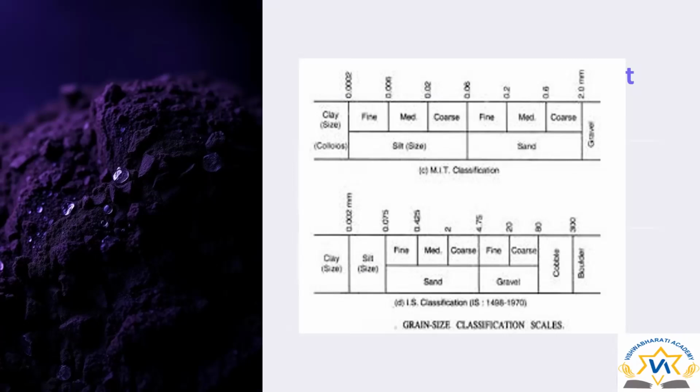Then next is sandy soil, which can be fine, medium, and coarse. The range of this grain size is between 0.075 and 4.75 mm. We call this sandy soil. Then next is gravel size. The size of gravel particles is between 4.75 and 80 mm.